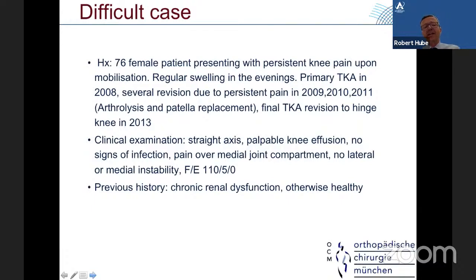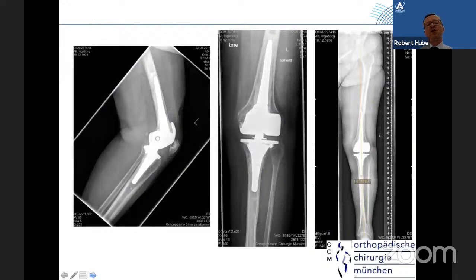Clinical examination, straight access, doesn't look that bad. No signs of infection, pain over medial joint compartment, no lateral or medial instability. And function was not that bad. Previous history, chronic renal dysfunction, otherwise healthy. And that is what it looks like. And that is an implant made by some German engineers, which is not nice to revise. And then what it looks like.